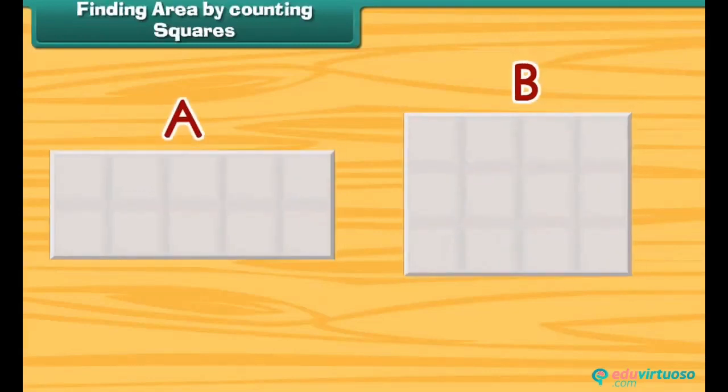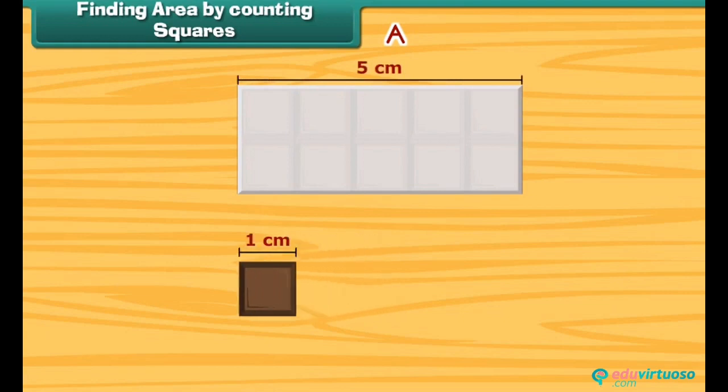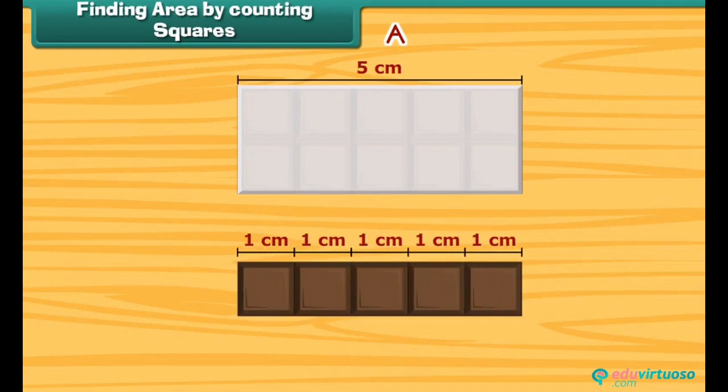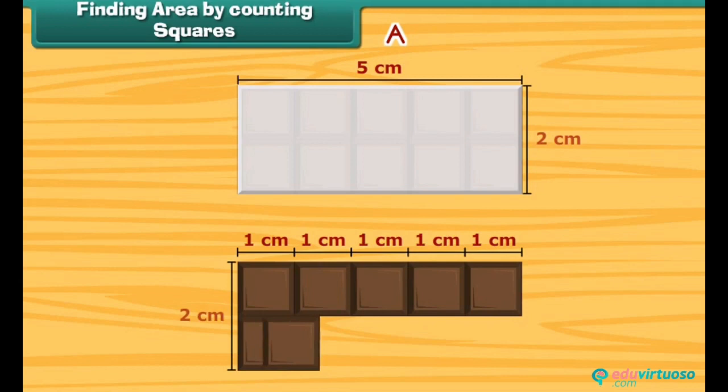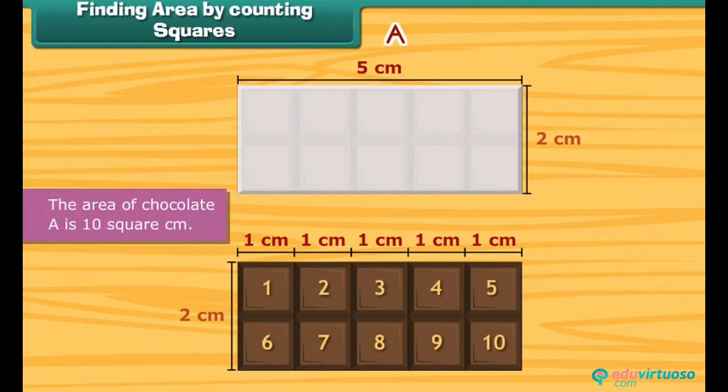Friends, we have these 2 chocolates. Let us find out which one is bigger and which one is smaller. We will take the help of one square piece of chocolate of side 1 centimeter. The length of chocolate A is 5 centimeters. So, 5 squares can be arranged along its length. The width of this chocolate is 2 centimeters. So, 2 squares can be arranged along its width. Thus, in total, 10 squares can be arranged on it.